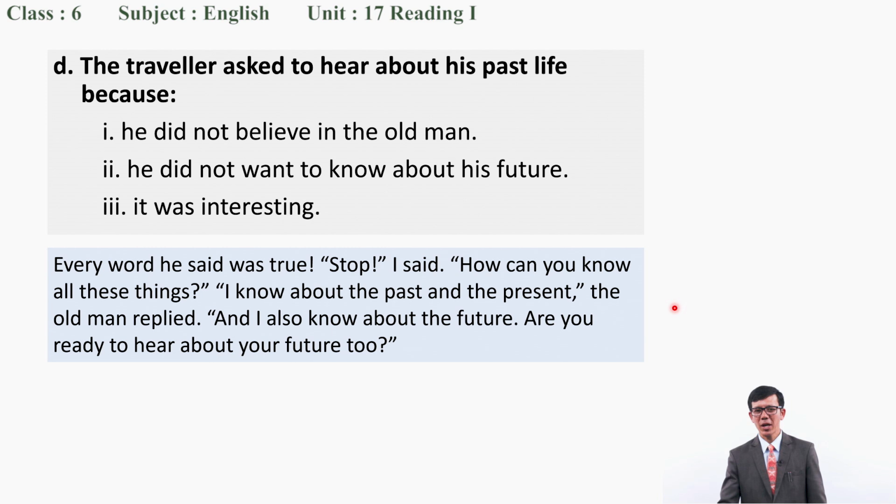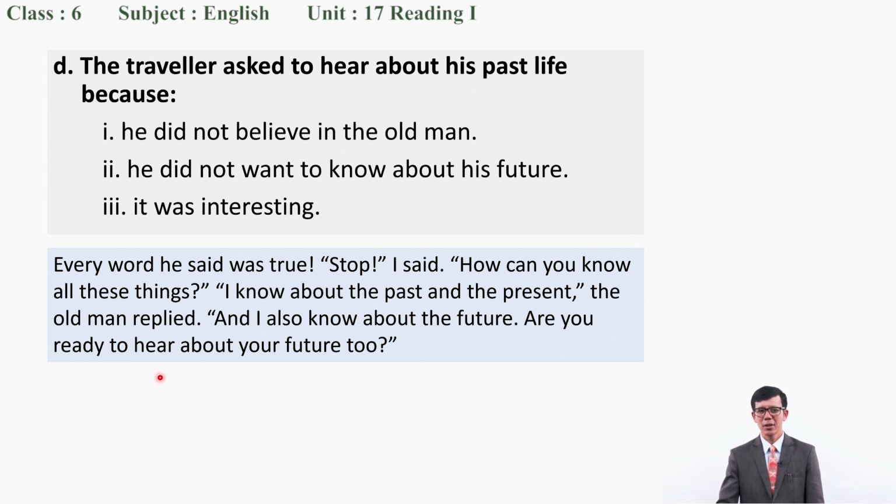"Stop," I said. "How can you know all these things?" "I know about the past and the present," the old man replied, "and I also know about the future. Are you ready to hear about your future too?" Look, there is a very nice conversation between the old man and the young man. And here the question is, the traveler asks to hear about his past life. Why? You can make a kind of guess from this reading, please.